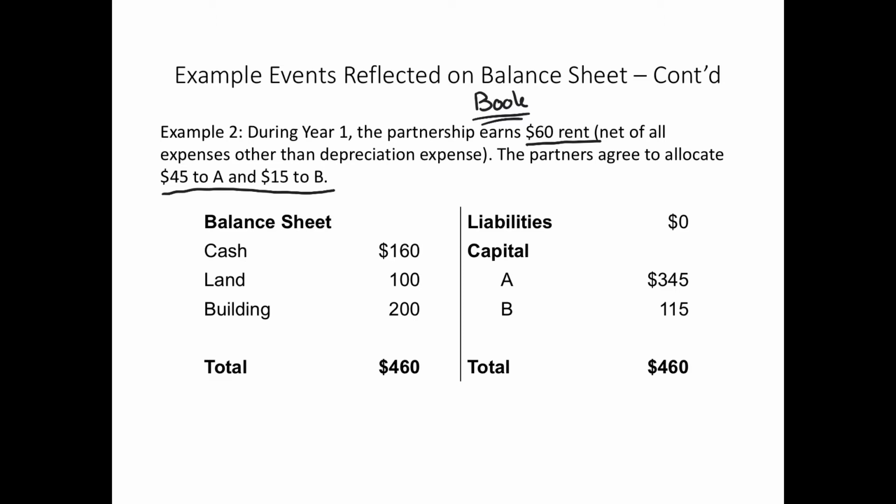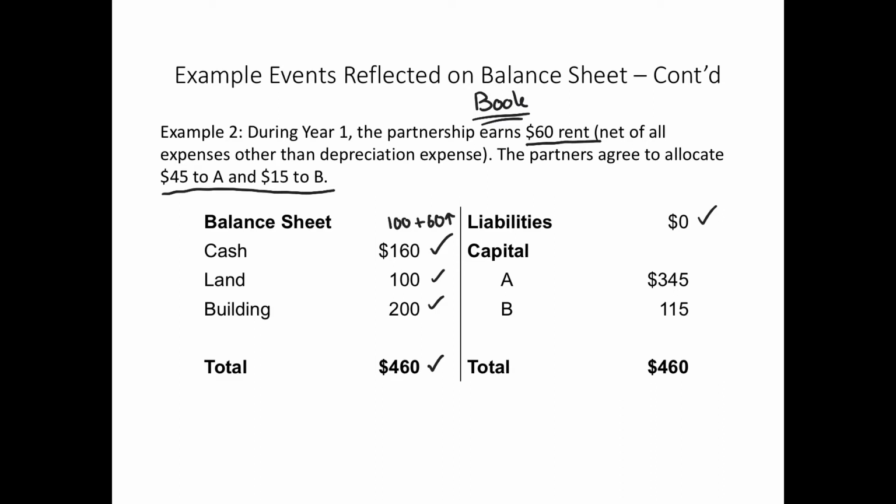So on the balance sheet, we ask, okay, what are our assets? Well, the land and building have not changed. They're still 100 and 200. But cash has changed, right? Before we were at 100. Now we get $60, right? We increased by $60. So now we have $160. So that totals to $460. No liabilities, right? We don't owe anybody outside the business any money yet.